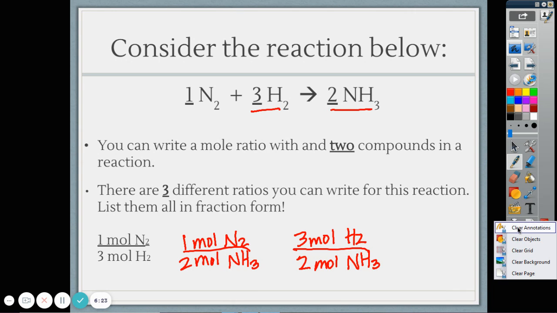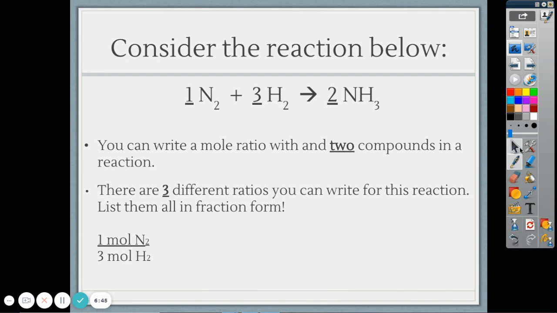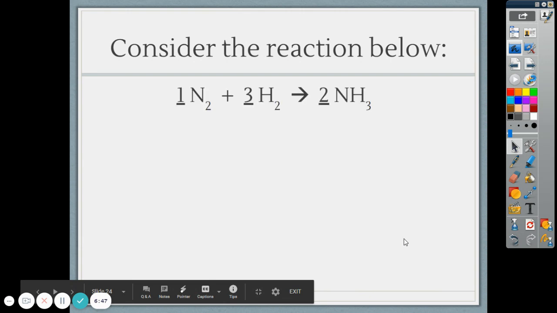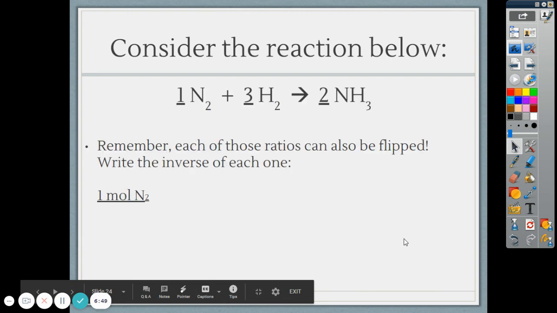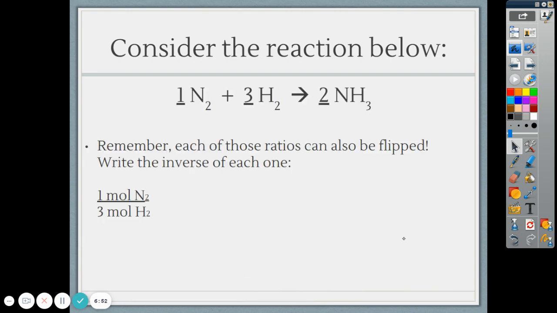So you might be wondering why I chose to put a certain one on the top or the bottom. To start out, when I'm just practicing writing the ratio, I'm not actually solving a problem right now. I really just put the first one that I came to on top. There really wasn't a reason for it. But on this next slide, what we're going to look at is that each of these ratios that you write can be flipped. So you can write it as its inverse.